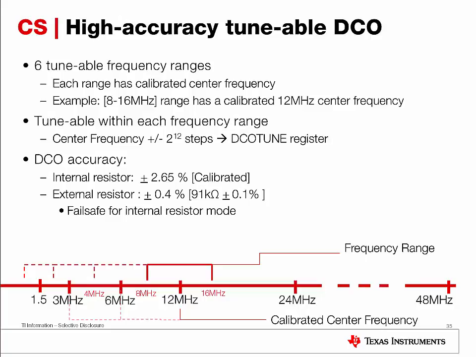But what's new about this DCO system is that it allows you to tune to any particular frequency in between these ranges. So starting off with the pre-calibrated frequency, for example, at 12 MHz. Now the range for this DCO will be starting from 8 all the way to 16 MHz, and using a DCO tune register and a mechanism to tune, you can actually tune to any frequency value between 8 MHz and 16 MHz to the accuracy of 2 to the power of 12 steps. So this unique capability allows you to, on the fly, retune your DCO to any frequency that your application needs.